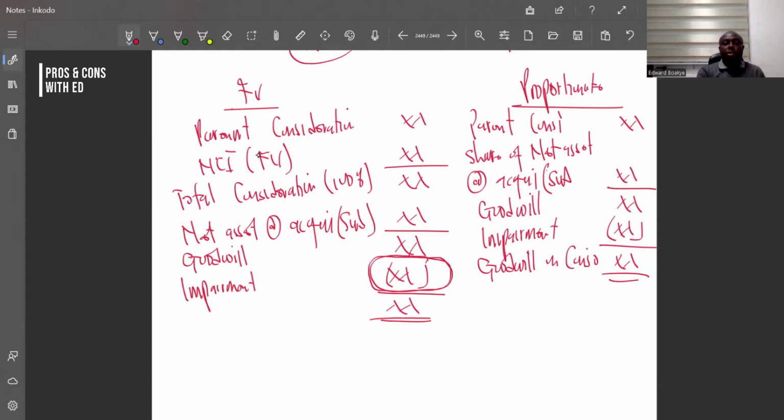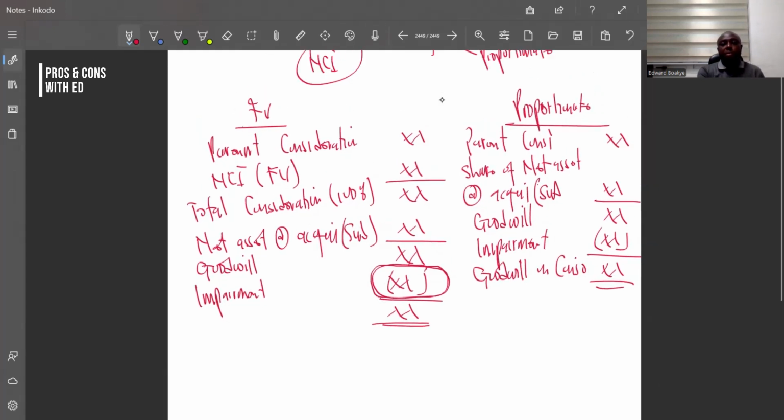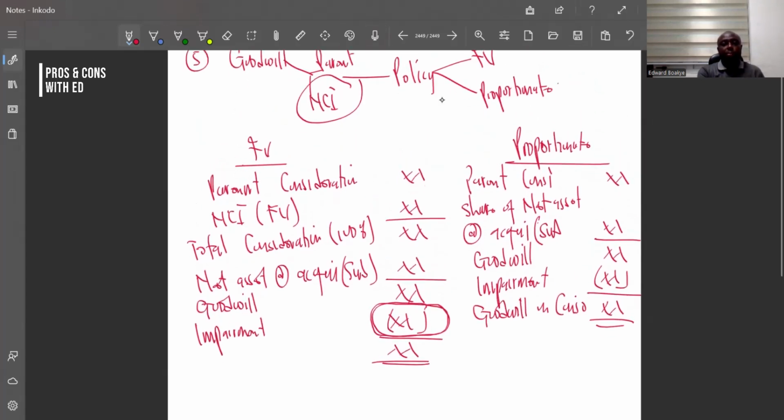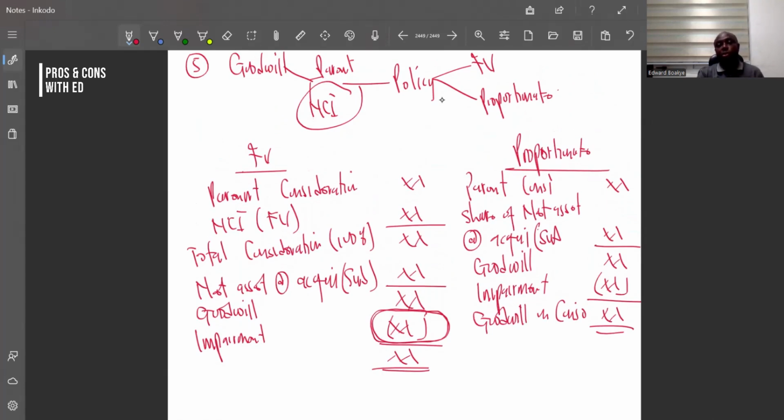Surely we are going to deal with a question which will help us to prepare a goodwill based on any of this policy. So even if we have a question which is talking about fair value, we will try as much as possible to deal with it in a proportionate way. If the question is talking about a proportionate way, we will try to deal with it in a fair value way.